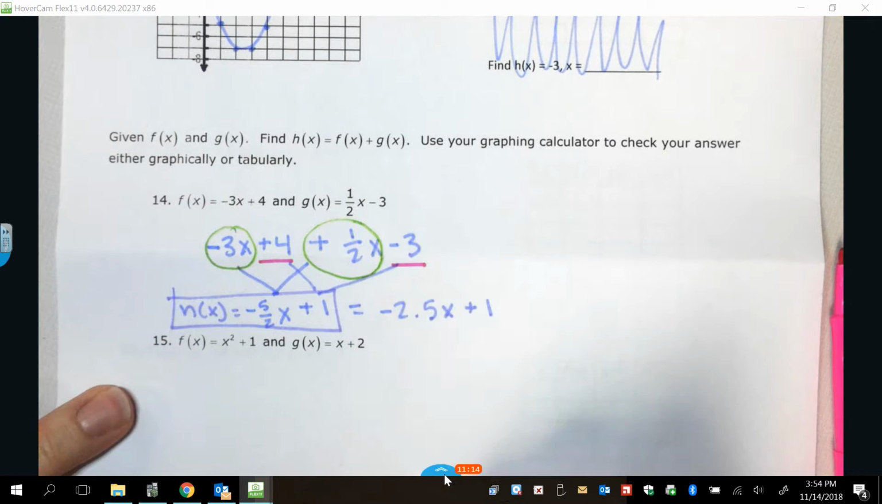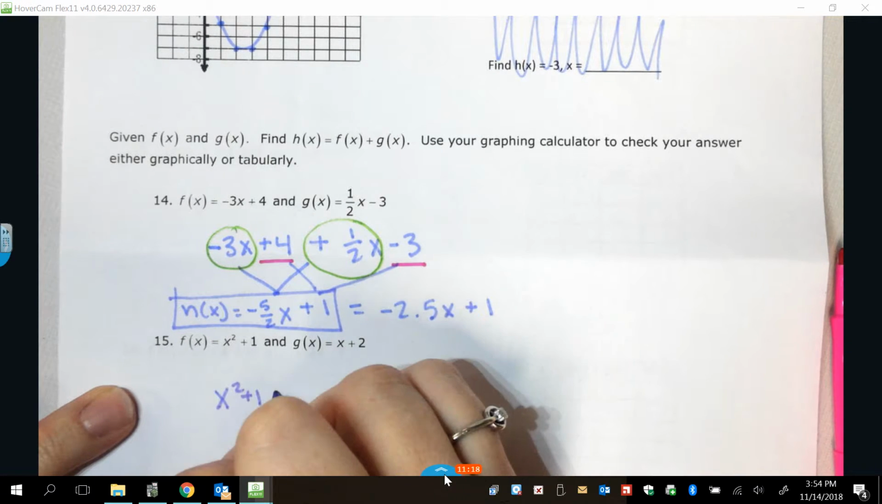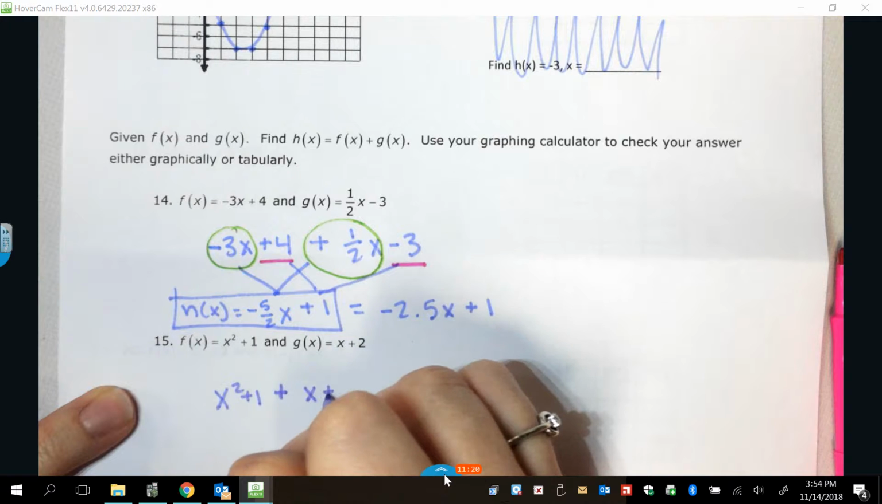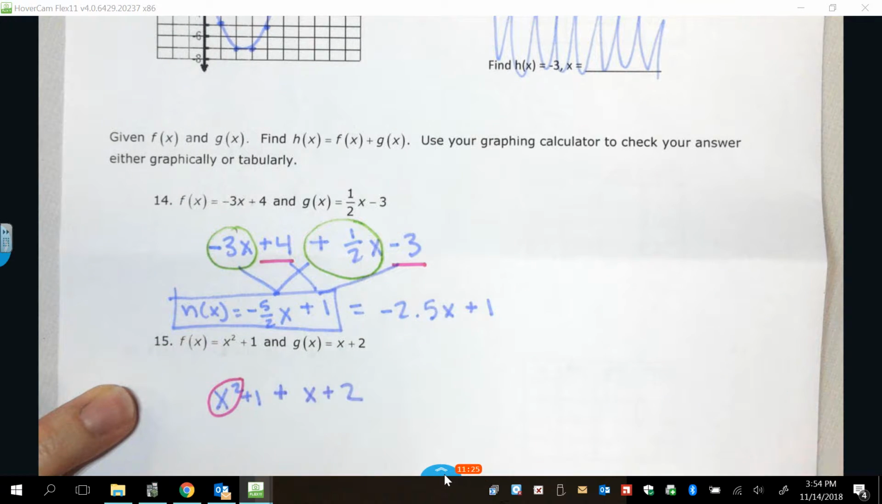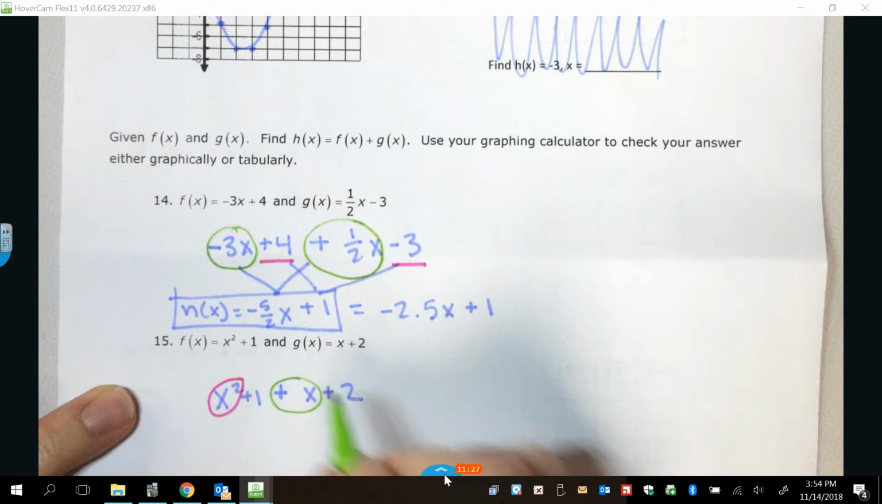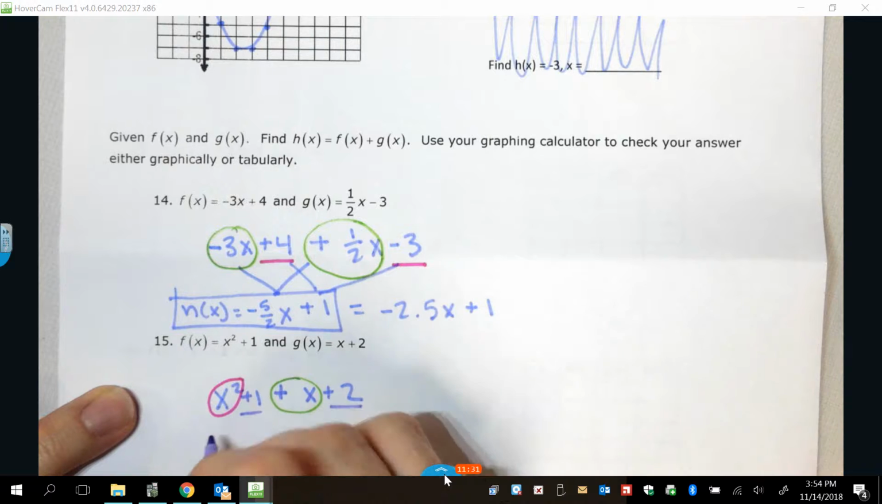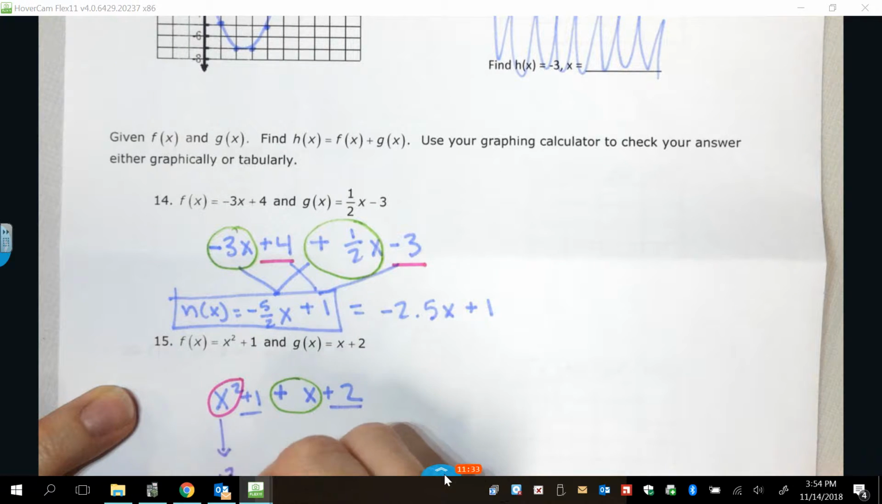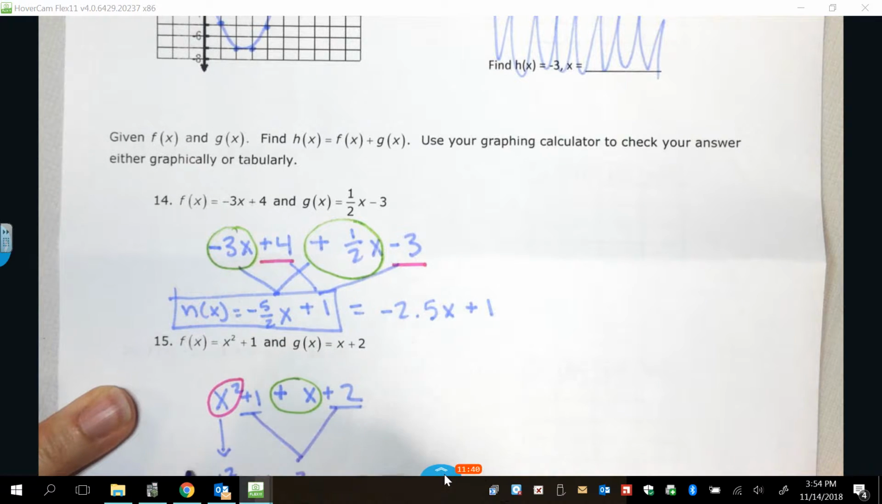Okay, so if I were to do it again, I'm just going to do f of x plus g of x and combine like terms. So I have my x squared, there's no other x squareds. I have a positive x, there's no other x. And then I have this 1 and 2. So I'm going to bring down my x squared. I'm going to bring down my x, and then 1 plus 2 is just positive 3. So there is my answer.